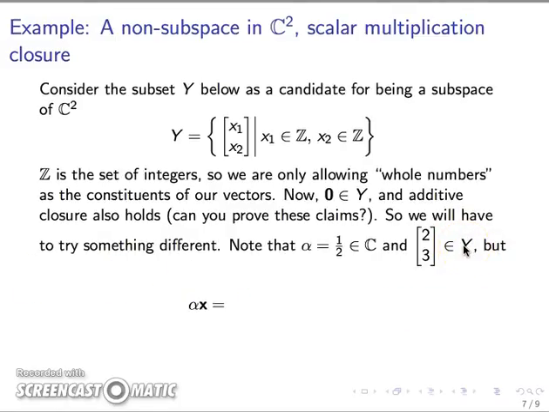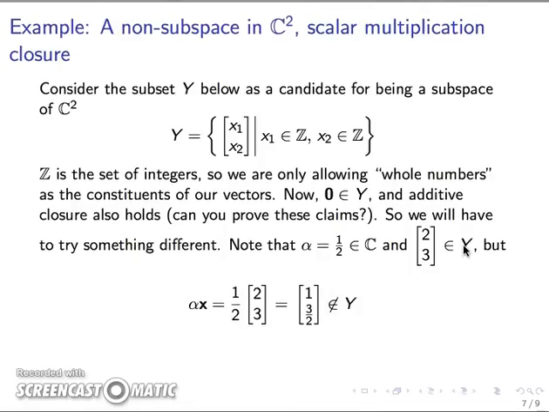here's what we get with that value of alpha and with the vector with entries 2, 3. We multiply those two, and then we get a vector that has the first entry equal to 0, that is an integer, but the second entry is not an integer. Because that's precisely the definition of this set Y, which would be W in the notation of the theorem, this alpha x vector is not a member of Y, and therefore scalar multiplication is not closed.